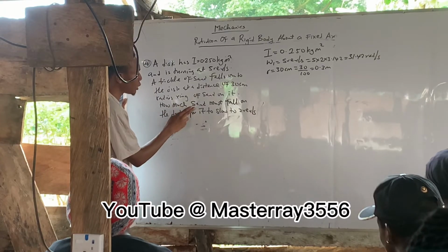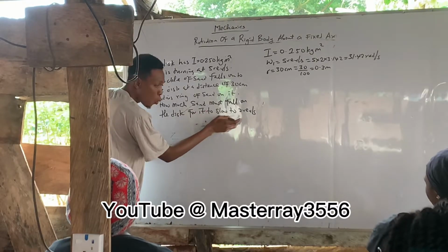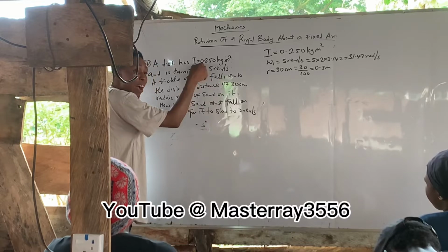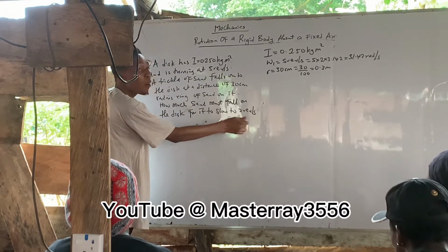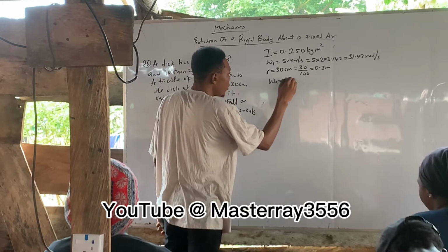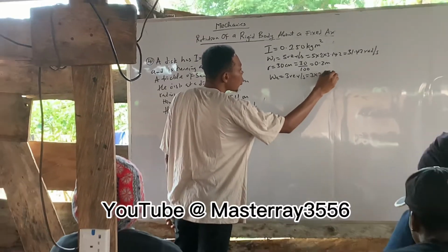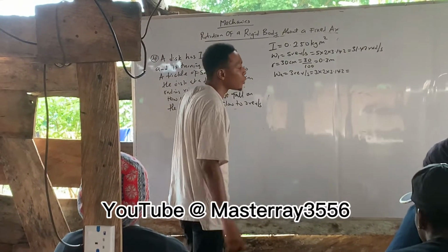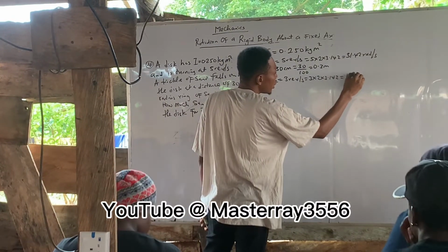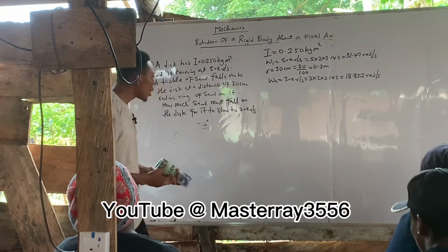How much sand must fall on the disc for it to slow to 3 rev? From 5 to 3, is it not? So this 3 rev will be your Omega 2. That is 3 rev per second, which is 3 times 2 times 3.142. So what do we have? 18.852 rad per second.